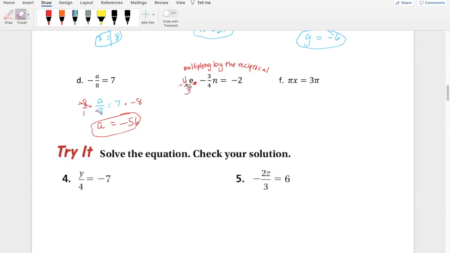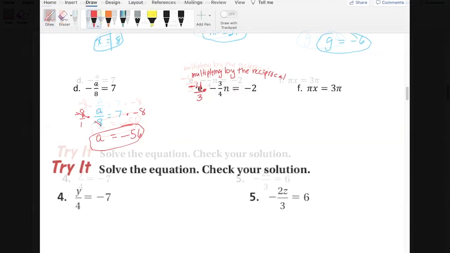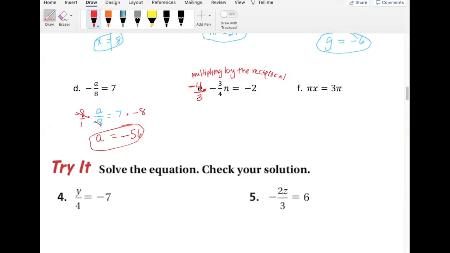Let me mark that up over here. So I'm going to multiply by negative 4/3 on this side, the reciprocal, and we have to multiply by negative 4/3 on this side as well. Since we're multiplying by a fraction, we can also think of this one as a fraction by putting it over 1. Negative times negative will turn positive.